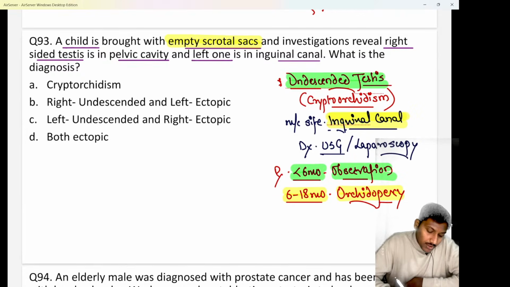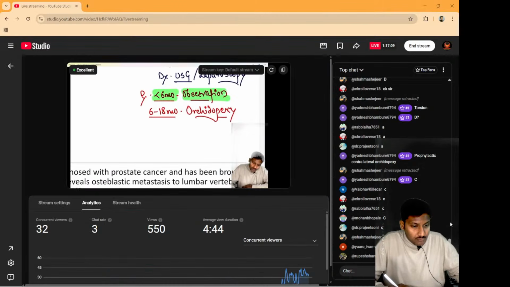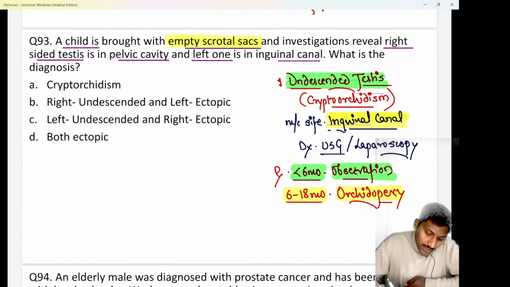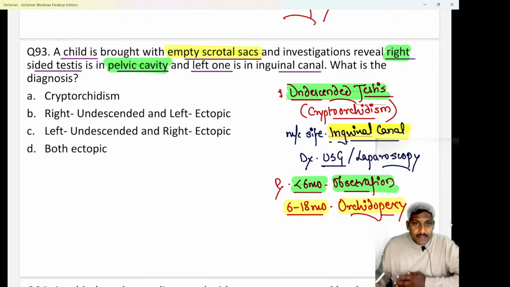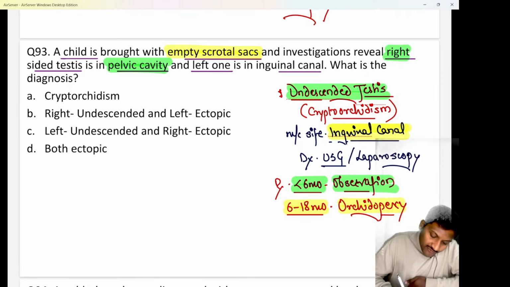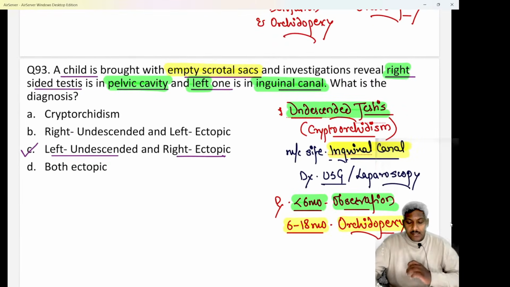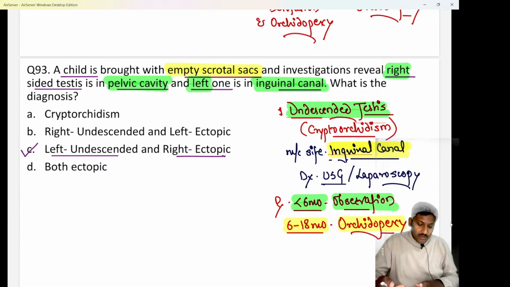Now I hope all of you have answered, very good. Here they are saying that the right-sided testis is in the pelvic cavity. That means the right-sided testis is ectopic, whereas the left-sided testis is inside the inguinal canal, so it is an undescended testis. So here the answer is option C, that is the left testis is undescended and the right one is ectopic. This is a very common question, repeated in the FMGE exam twice or thrice almost, so be aware of this.